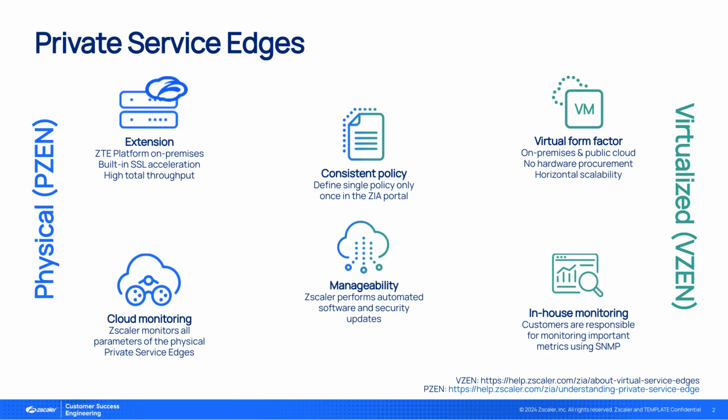Private service edges can be physical or virtual. Physical private service edges are Zscaler-provided hardware that sits in your data centers with the same physical capabilities as the hardware inside Zscaler data centers. Zscaler is responsible for monitoring these. Virtual service edges are virtual machines that perform the same role and can be hosted on-premise or in the cloud without requiring hardware. Responsibility for monitoring virtual private service edges falls with you, the customer. In both cases, Zscaler performs automated software and security updates for you.